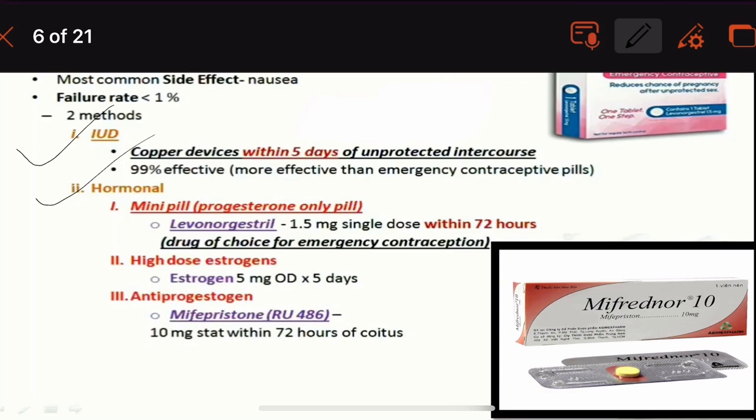So guys, we see here that the mifepristone 10 mg can be given once in 24 hours. In cases of estrogen, we saw that it is 5 mg OD for 5 days. So this was all about the hormonal.